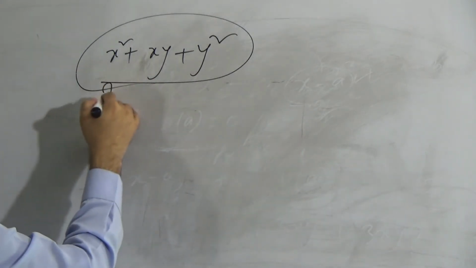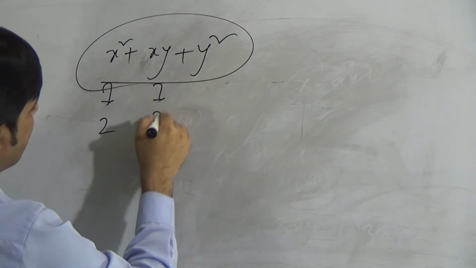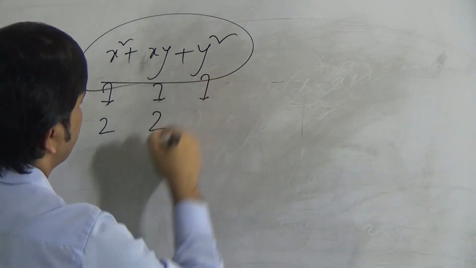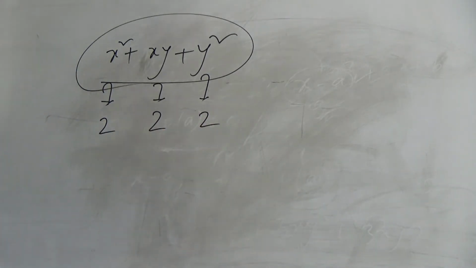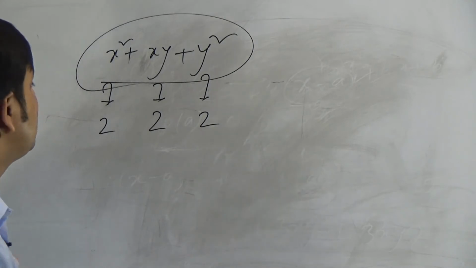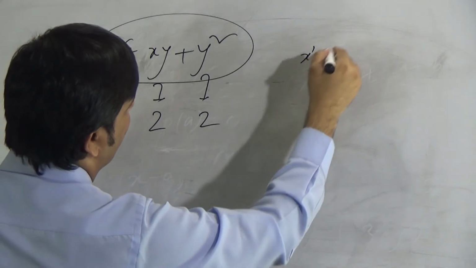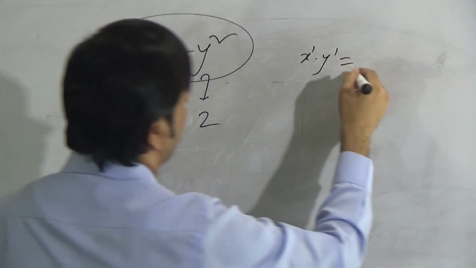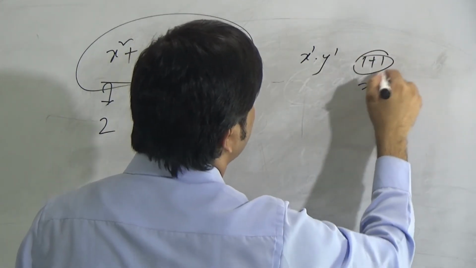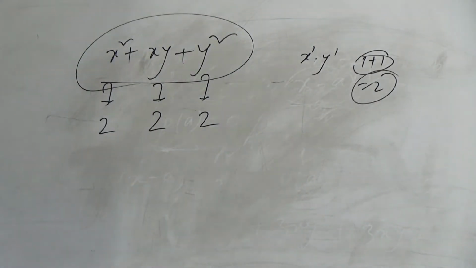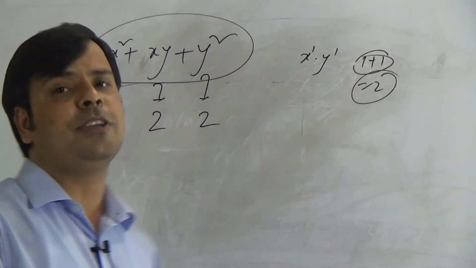Now if you notice, the degree of the first term is 2, the degree of the second term is also 2, and the degree of the third term is also 2. It means that the degree of all the terms is 2. Here the degree of the second term is 2, as the degree of x is 1 and the degree of y is 1, so the degree of their product will be 1 plus 1, which is 2. So in this case we can say the degree of all the terms of the polynomial are the same.